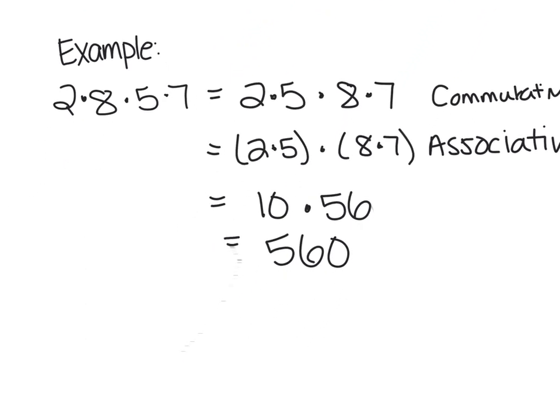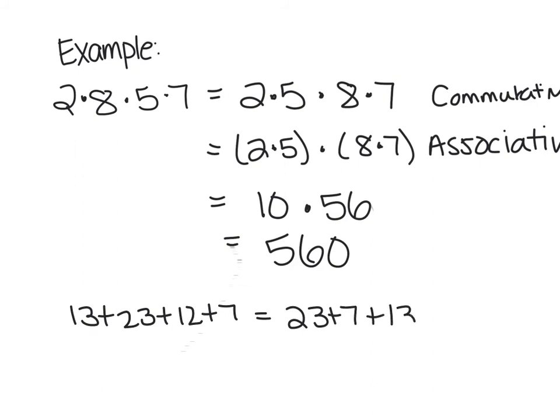Let's do another one. We'll do addition this time. So 13 plus 23 plus 12 plus 7. We are going to move them around so that they're easier. Looking at this, my mind wants to do the 23 and the 7 together because that makes a nice number, 30. You can group them in a different way if that's easier for you, but I'm going to put the 23 plus 7 first, then the 13 plus 12.